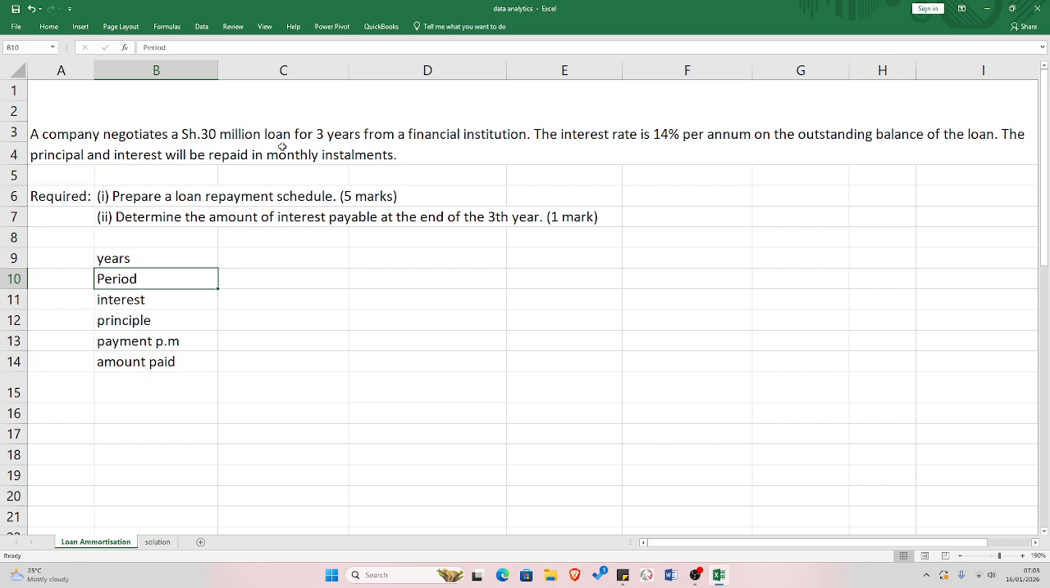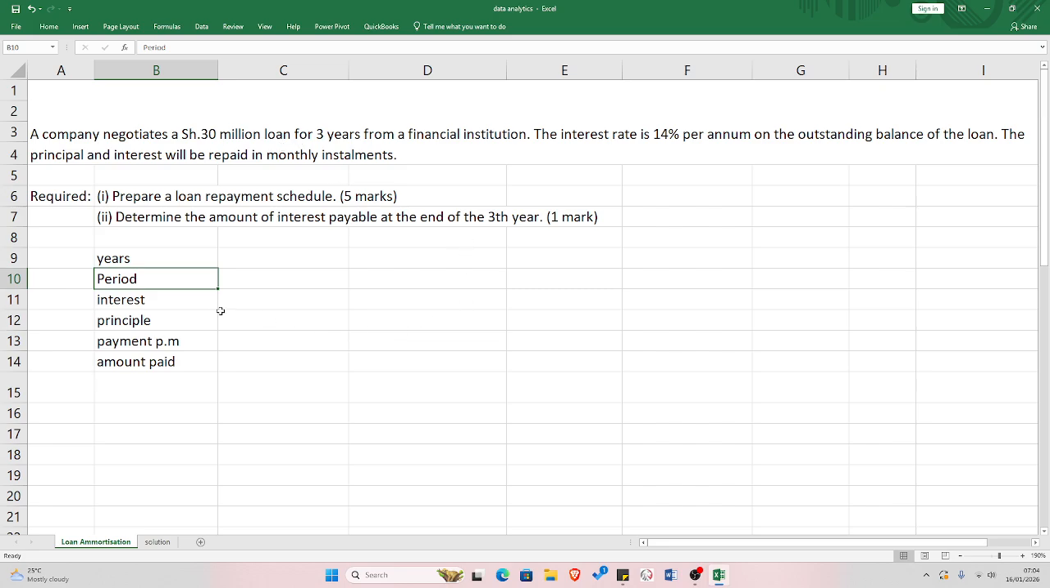You are required to prepare a loan amortization schedule, 5 marks, and also to determine the amount of interest payable at the end of the third year.